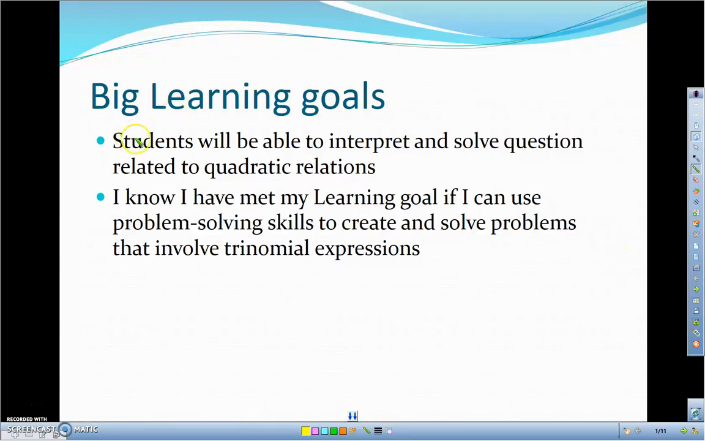Welcome back. We're going to be going through quadratic equations. It's a little bit different than quadratic expressions because this time we're going to have an equal sign in it, and we're going to be solving for values of x. And by the end of this, the big learning goals of this unit are to interpret and solve questions related to quadratic relations, similar to what you've been doing before, except we've got an extra step added in here.